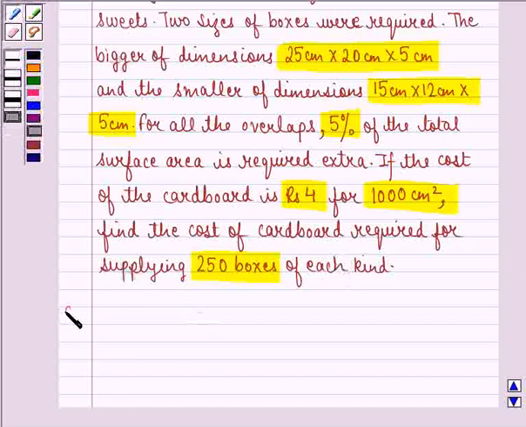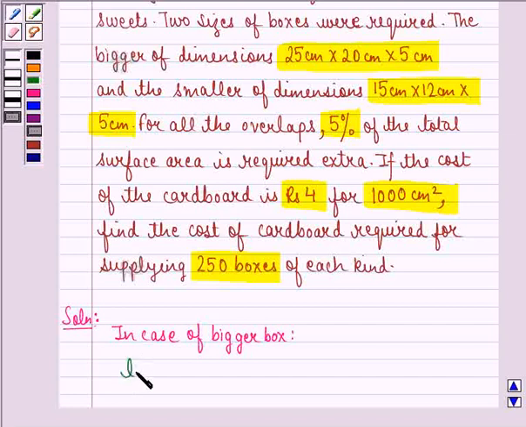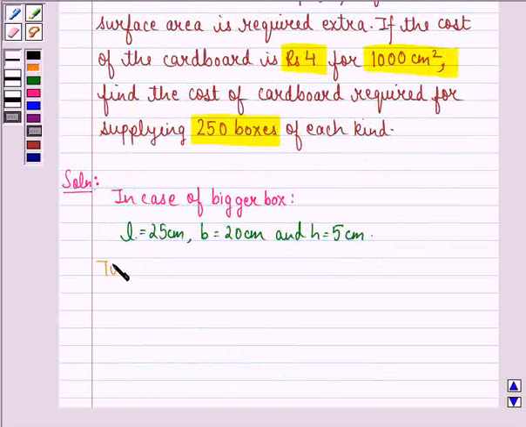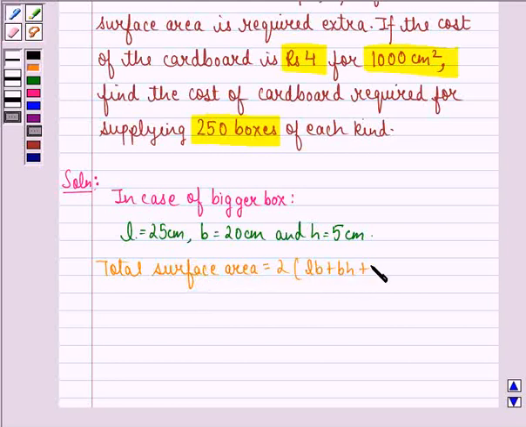Let us start with the solution to this question. First of all, we see that in case of bigger box, length is 25 cm, breadth is 20 cm, and height is 5 cm. This is given to us in the question. So, the total surface area will be equal to 2 into LB plus BH plus HL.